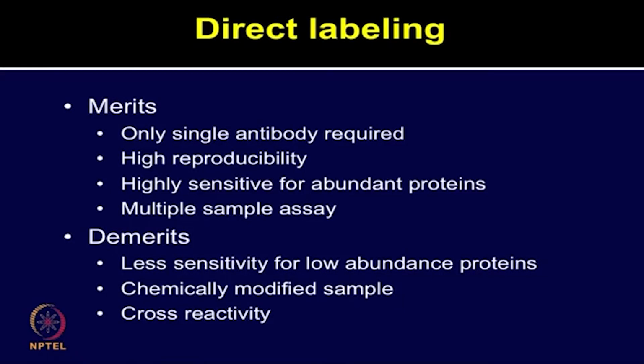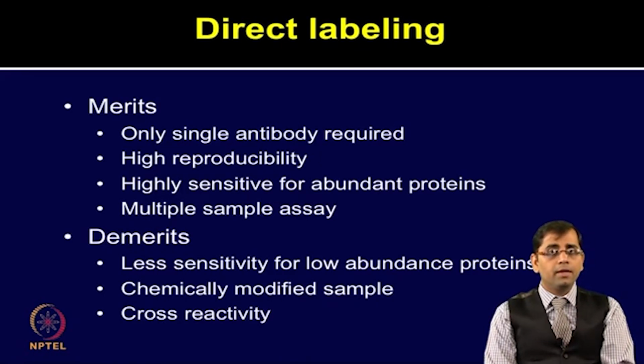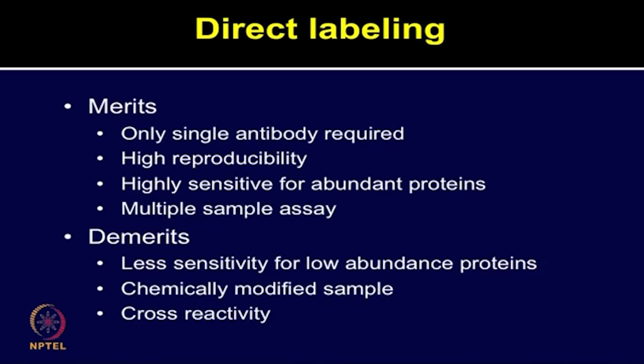Direct labeling method has many advantages. It requires only a single capture antibody. It has the capacity of multiplexed detection of hundreds of analytes. It offers accuracy and reproducibility which is required for abundant proteins. However, it has several disadvantages as well. It is less sensitive for low abundant proteins. Chemically modified samples are used, and there is some chance for cross reactivity.